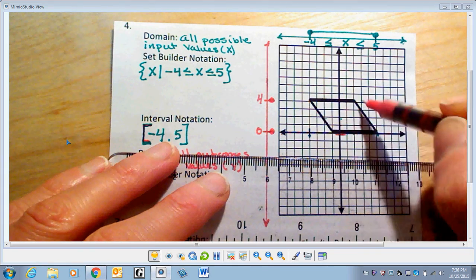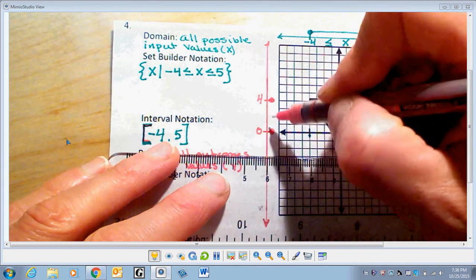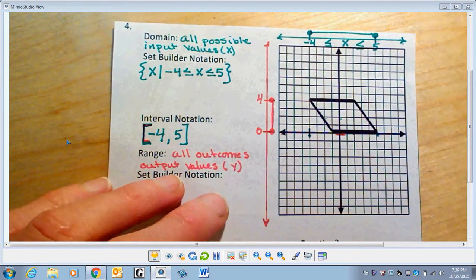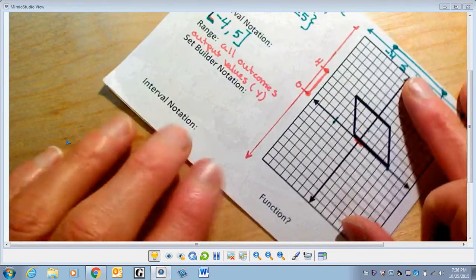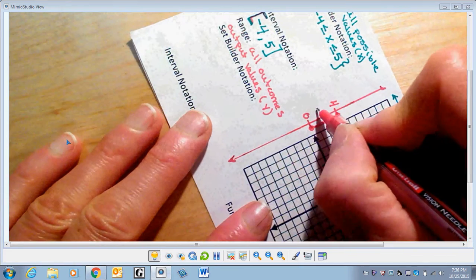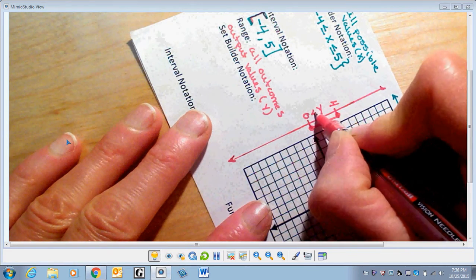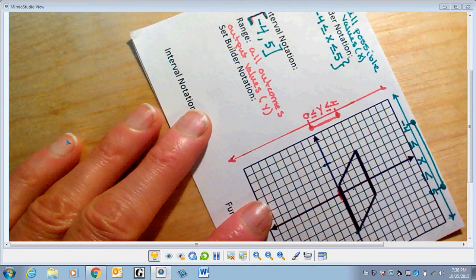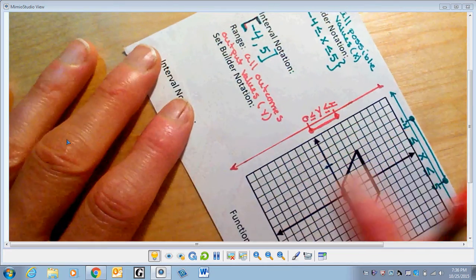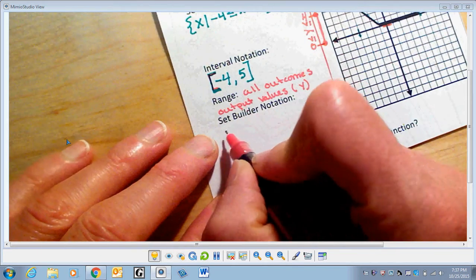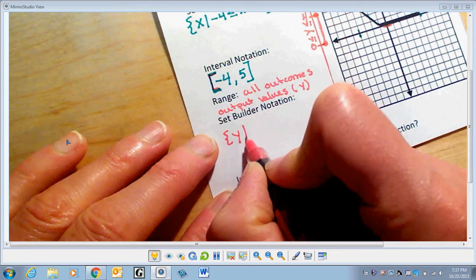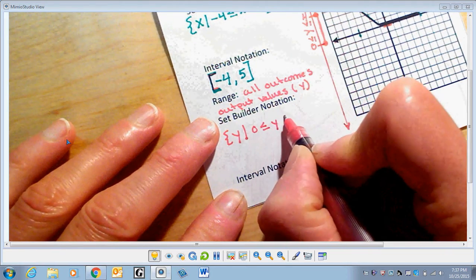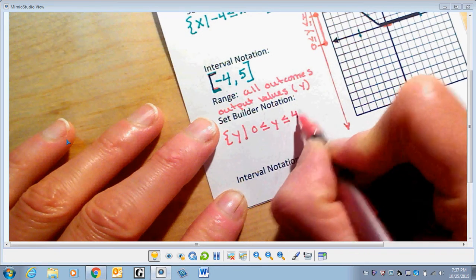Notice that this graph is connected everywhere in between. I'm going to turn this sideways a little bit. I know my y is in between. 0 is less than 4, so I write my inequality like that, and it can equal the endpoints. So when I write set builder, I'm going to say the set of y such that 0 is less than or equal to y is less than or equal to 4.